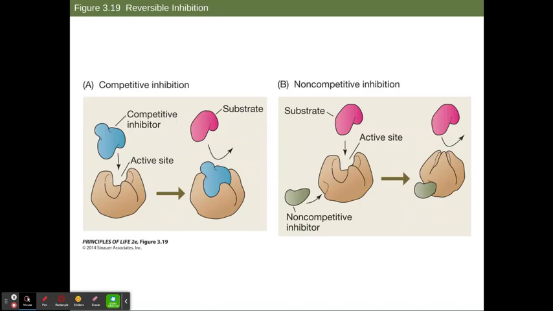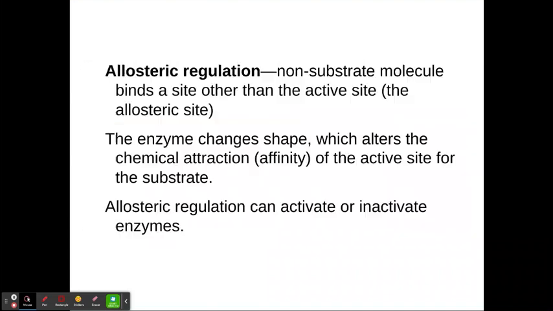Okay, so we have a competitive inhibitor here. We'll bind at the active site. We have a non-competitive inhibitor here. You can see it closes the active site, preventing the reaction from occurring.